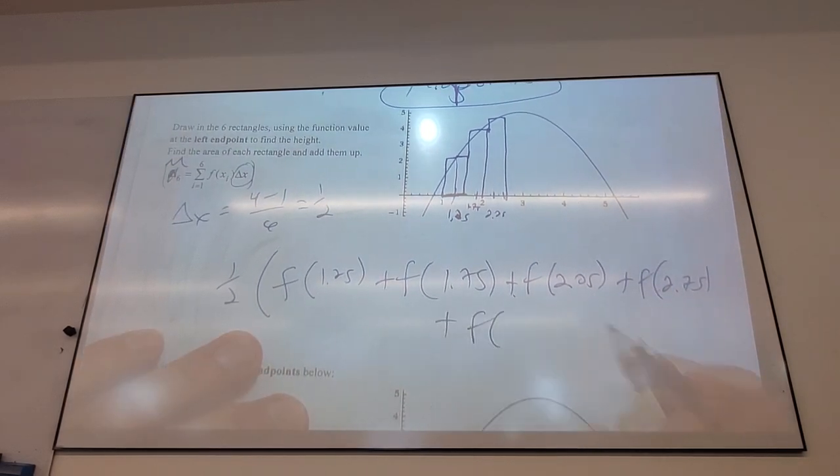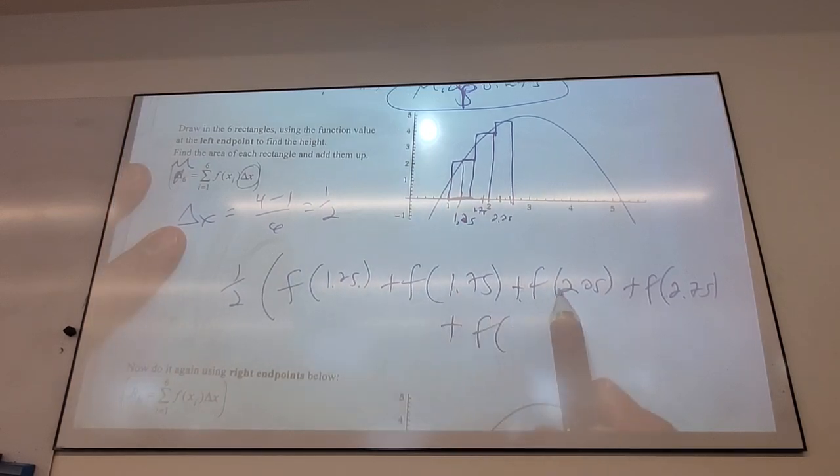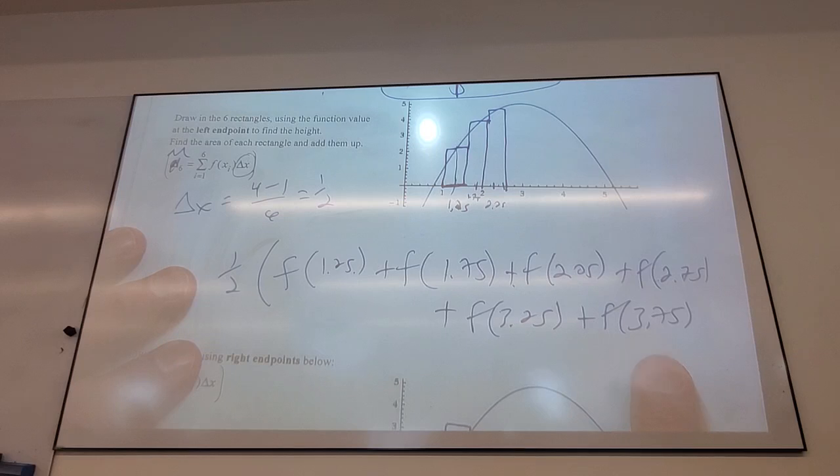And how do I know when to stop? When you get 6 of them. Yes, exactly. So 1, 2, 3, 4, 5, 6. And 3.75 makes sense, because my last rectangle should go from 3.5 to 4. So 3.75 would be the midpoint of that. Do you see that?